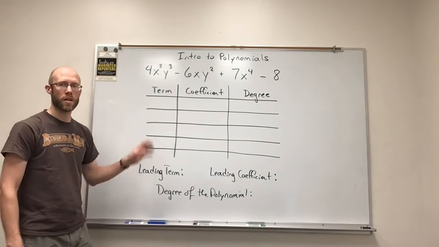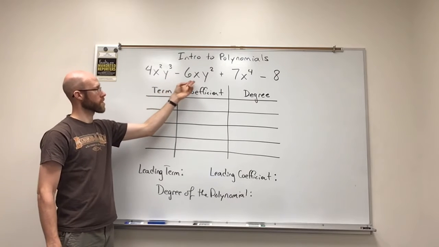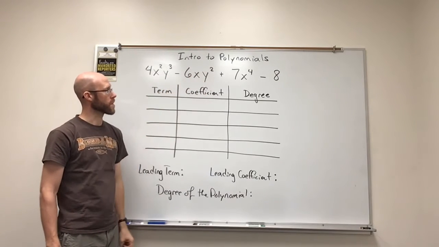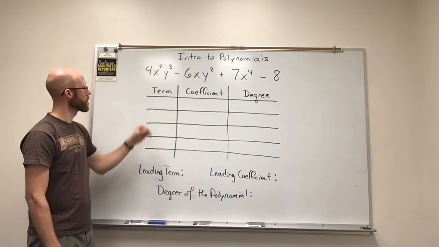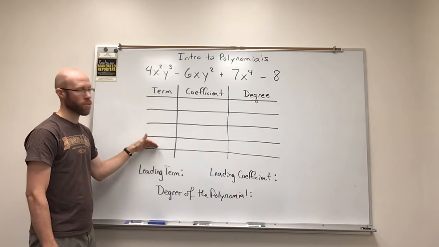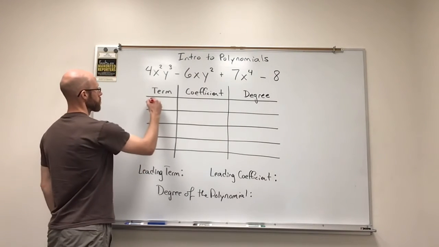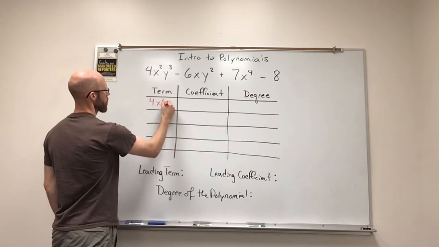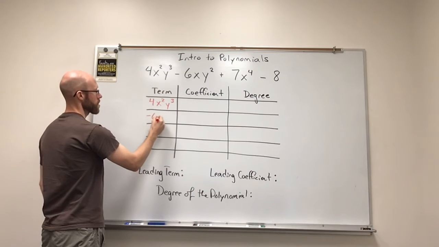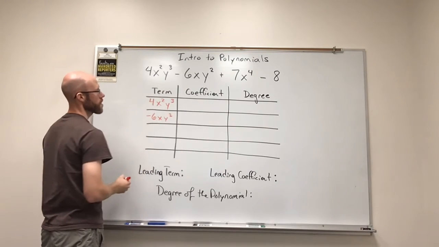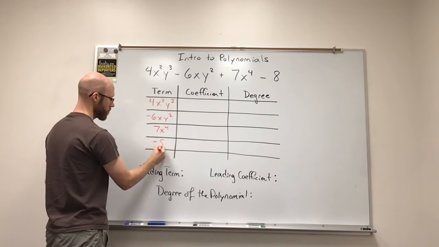Okay, so let's take a look at this for the polynomial 4x squared y cubed minus 6xy squared plus 7x to the fourth minus 8. In this example, I would list each of the four terms in this table. The first one is 4x squared y cubed, then we have a negative 6xy squared, then we have a 7x to the fourth, and a negative 8.